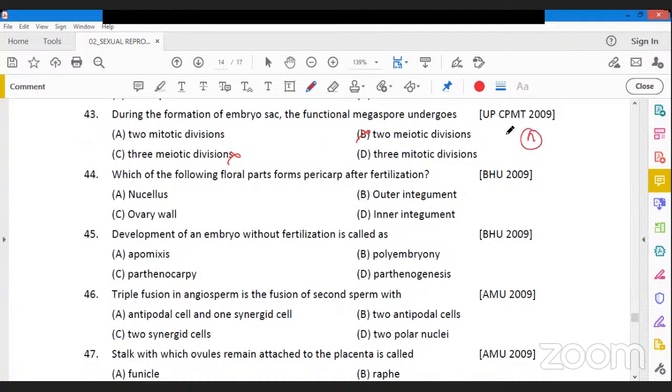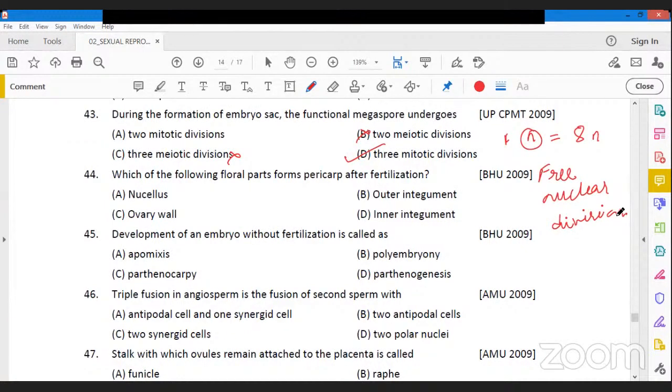So this is a single haploid cell which will form 8 haploid cells. Every division will give 2 cells. So first division 2 cells, second division 4 cells, third division 8 cells. So 3 mitotic divisions is the correct answer. This type of division is called free nuclear division. So what do you mean by free nuclear division? The division where only the nucleus will divide and not the cytoplasm.